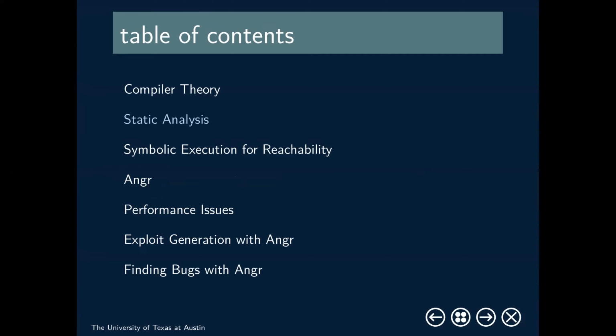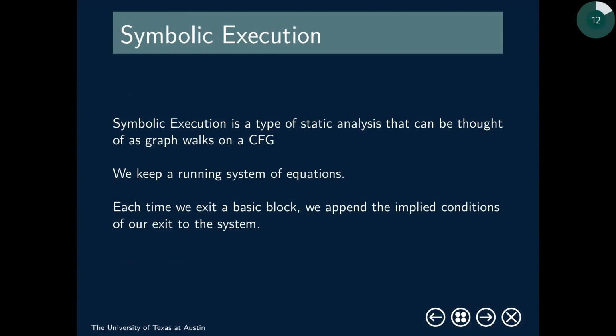So with the compiler theory stuff out of the way, we can start talking about static analysis using basic blocks and control flow graphs, and how we actually do anything useful with security using these concepts. The first thing is the concept of symbolic execution. Symbolic execution is a static analysis technique, where static analysis is just doing analysis on a program without actually running it.